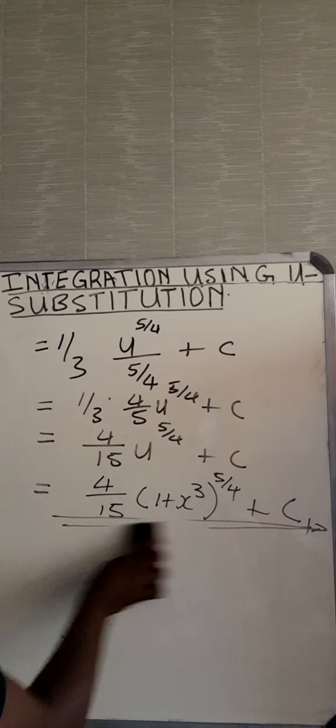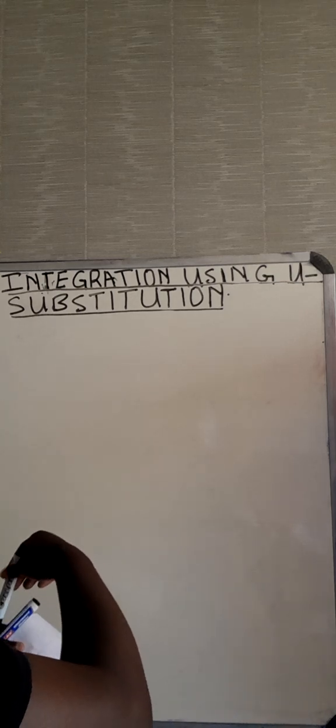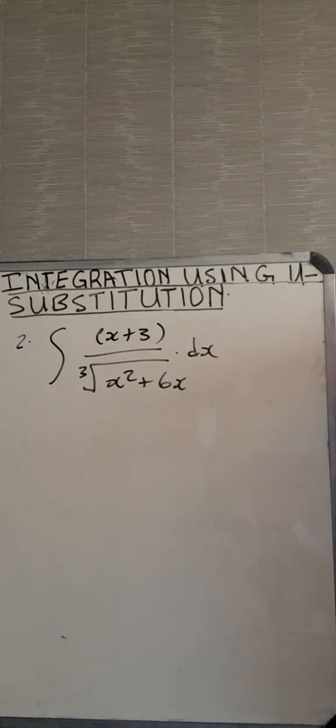Let me erase this. Second problem. Let's have the integral of (2x plus 3) divided by the cube root of (x squared plus 6x) dx. Let's see how we can do this one.